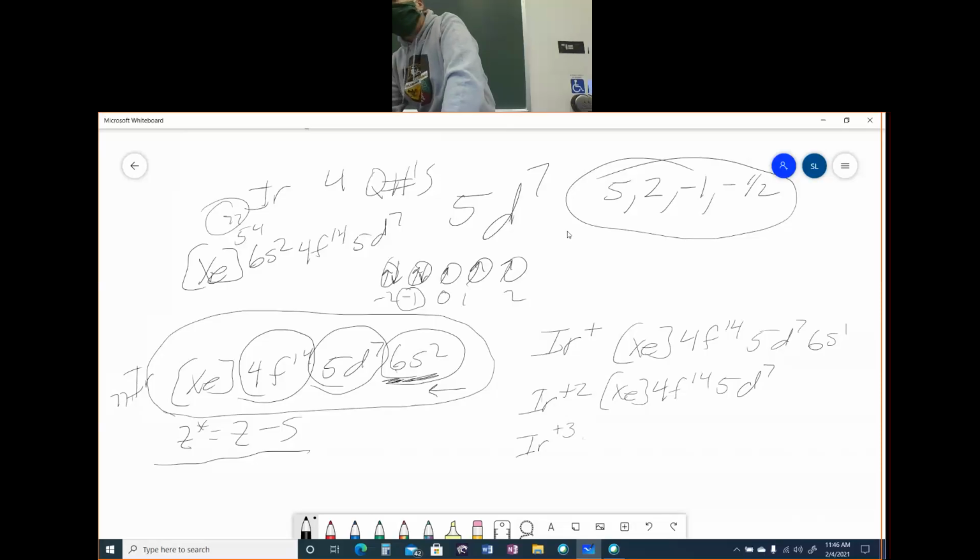And now you're going to take it out of the 5d. If you did this calculation again, this is like a +10, this is a +13. And so it's going to take it out of the lower effective nuclear charge.